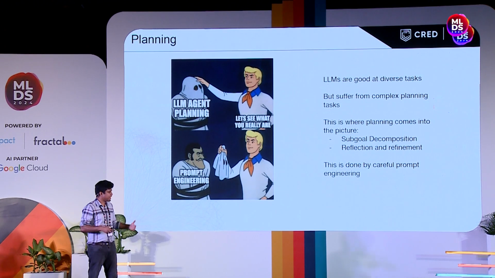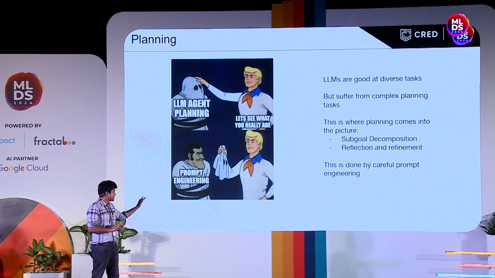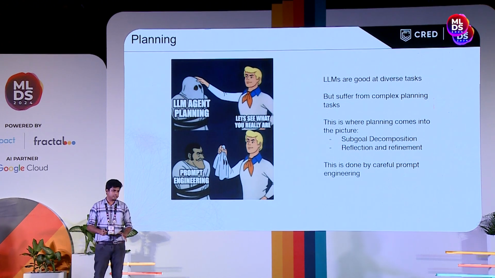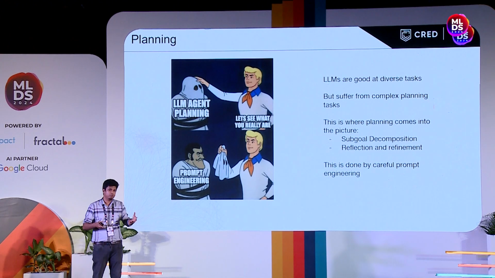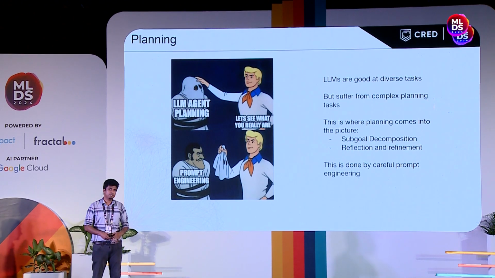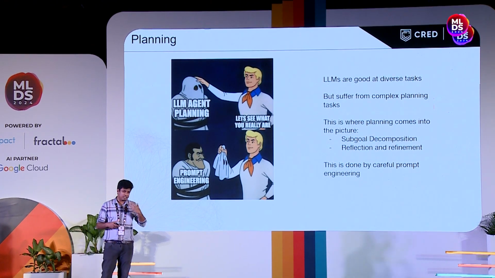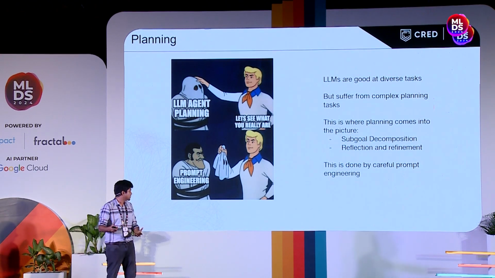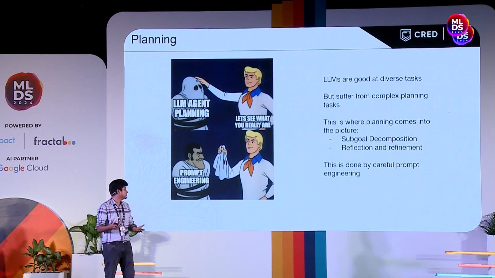This is where planning comes into the picture. Planning helps you with two things. One is sub-goal decomposition. If you have a complex problem statement, how do we break that down into manageable and solvable tasks? And second is reflection and refinement. In your planning process, the agent has the ability to self-reflect and critique its own performance so that it can generate better plans in the future.